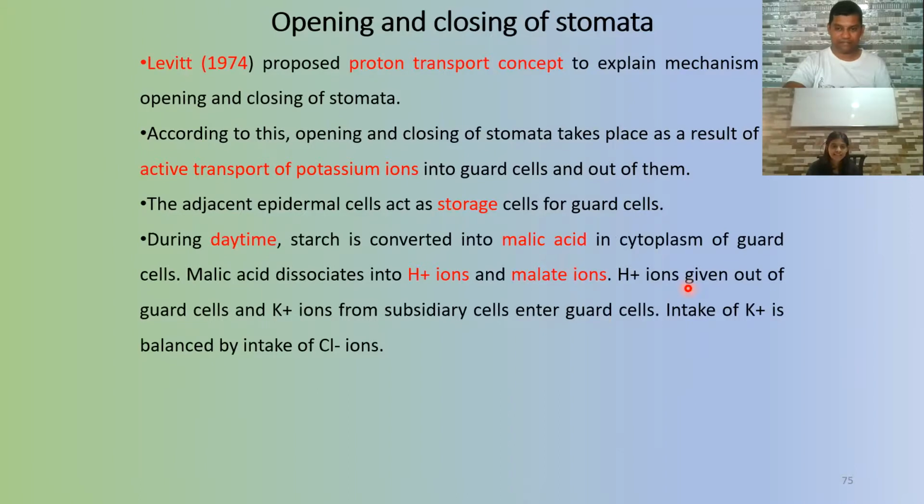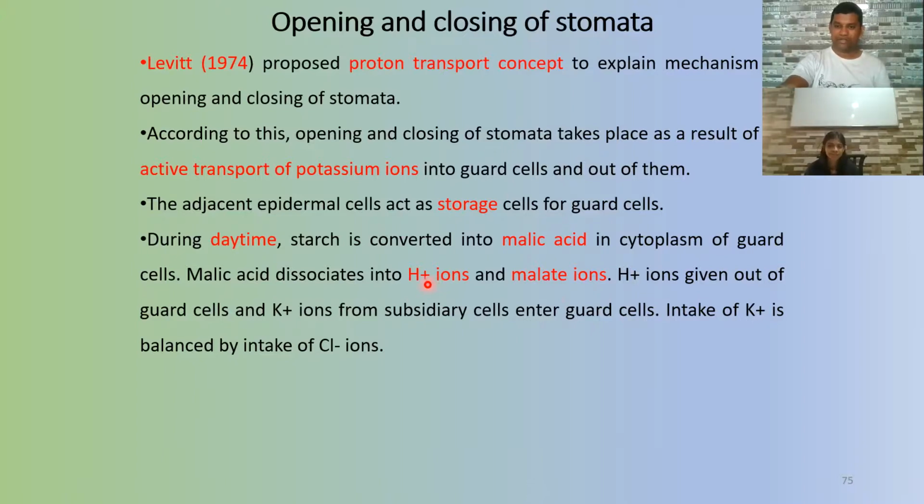So during the daytime, ध्यान से सुनो, during the daytime what happens is the starch which is stored in the cytoplasm of the guard cells, it is converted into malic acid. Daytime में guard cells के cytoplasm में starch is converted into malic acid. That malic acid will now dissociate, giving rise to malate ions and H plus ions. Malic acid का dissociation, malate and H plus.